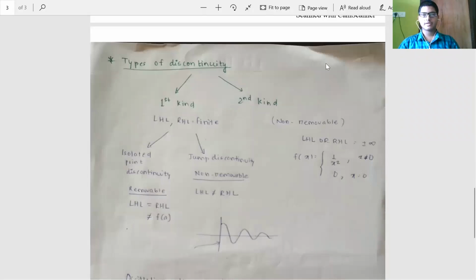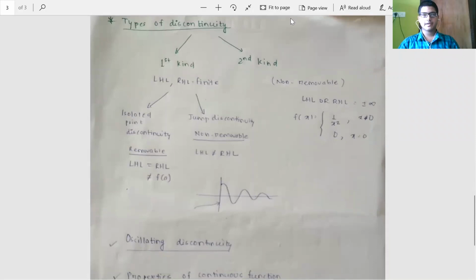Now let us come to types of discontinuity. There are two kinds of discontinuity basically. One is the first kind, one is the second kind. Silly names. Okay, so LHL and RHL are equal and finite. Fine.